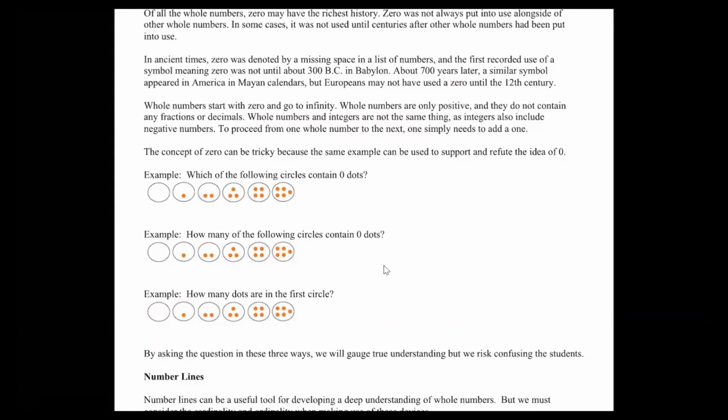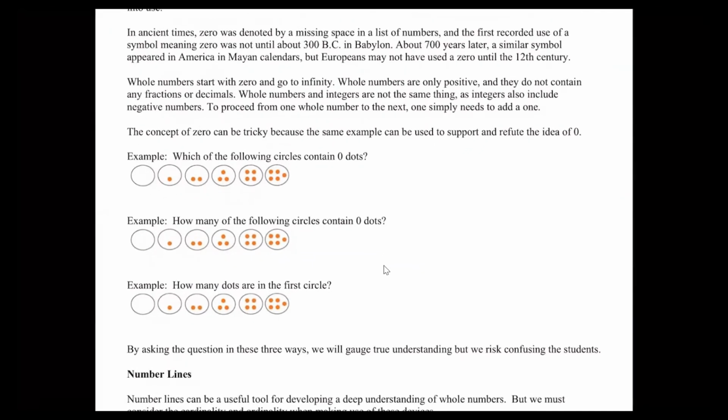You want to nail it down to simple tasks, like a to-do list. All right, which one has no dots? All right, that's easy. And you want them to say that. You want them to be like, that's an easy one. Okay, that one has no dots. Okay, how many of the following circles contain 0 dots? All right, so different question.